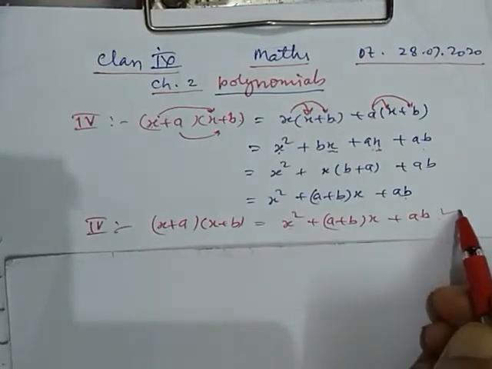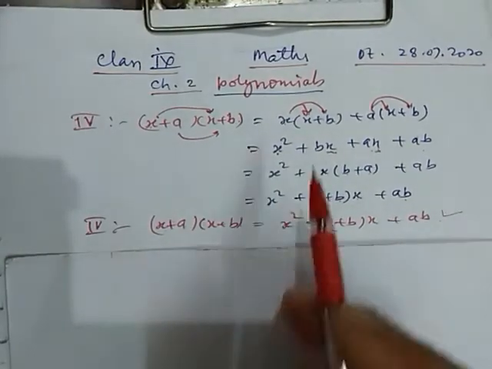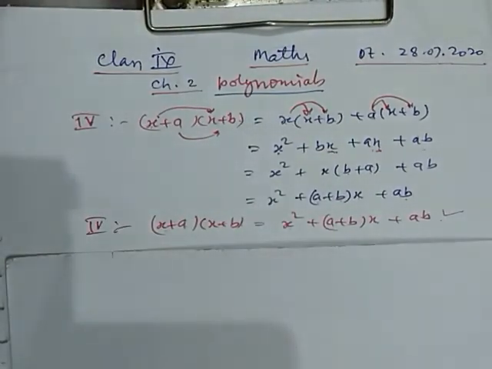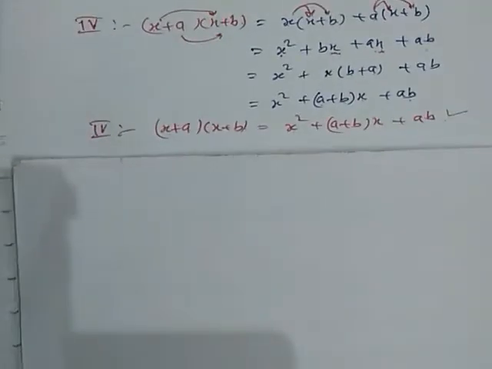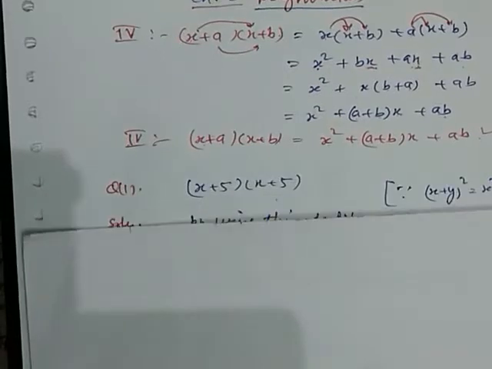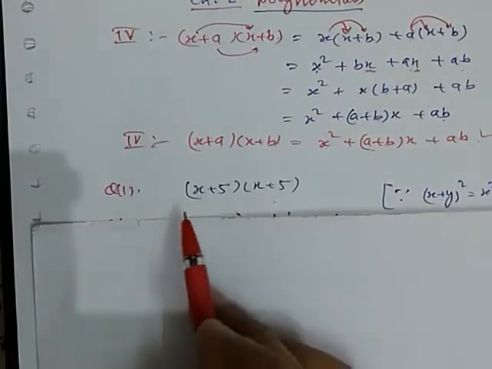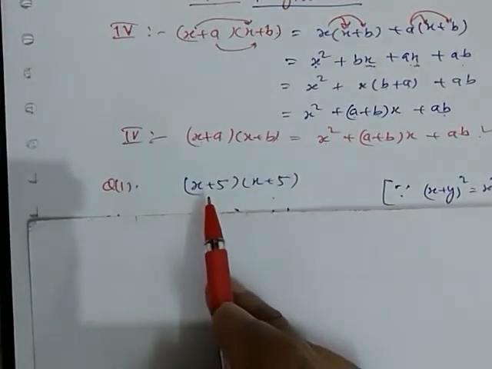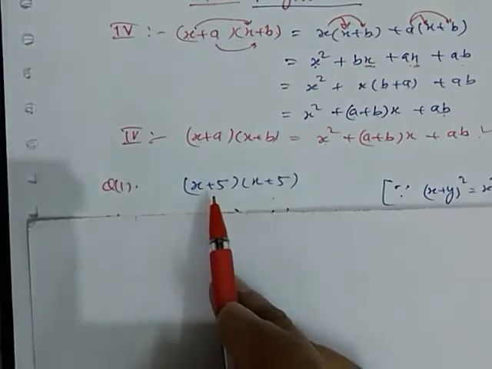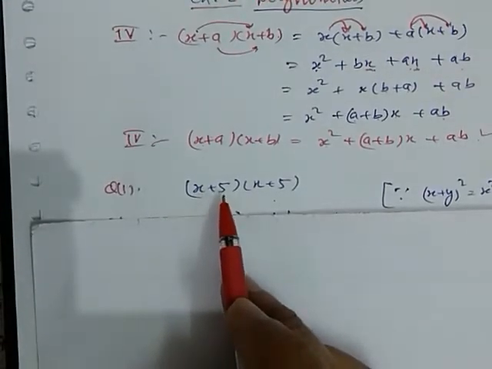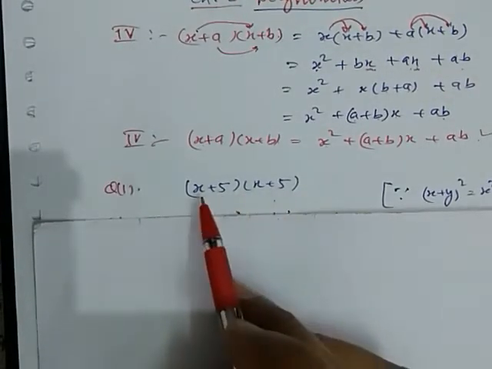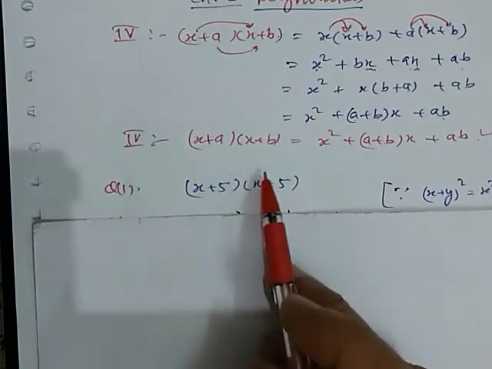So memorize this. Now by using these four identities, we can find solutions easily. Okay, let's check whether we found them or not. Here is our first problem. What is our first problem? (x plus 5) into (x plus 5), that is (x plus 5) whole square.